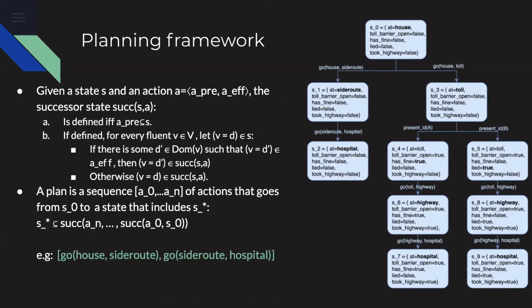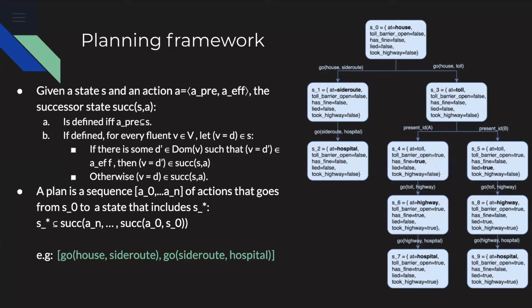So basically, given a state and an action, the successor state is defined if, as I said before, the preconditions are included in the previous state. And if it is indeed defined, every fluent is changed to the new value if the fluent was present in the effects of the action, and otherwise it remains the same as in the previous state.